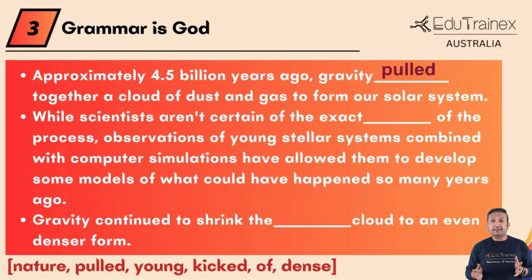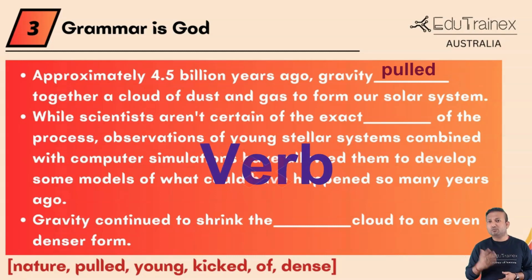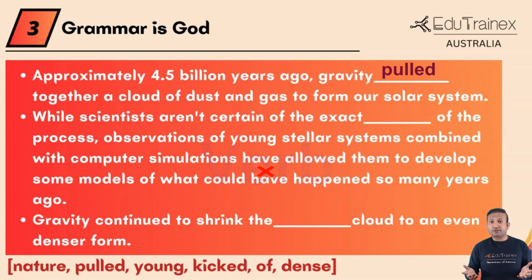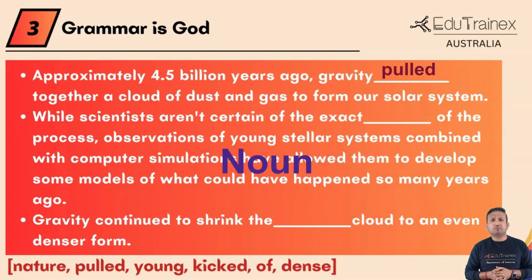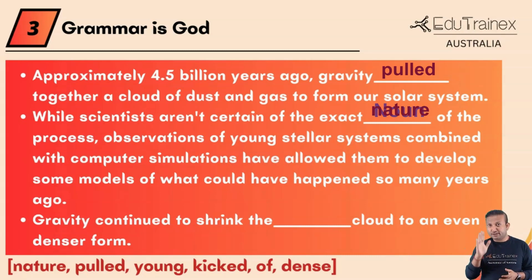The second sentence says, while scientists aren't certain of the exact dash of the process. Let's see which word type can fit here. Verb? No, there is no action here. Adjective? Nah, nothing is describing a noun here. Noun? Yes, that will be it. Because noun is a person, place, or a thing or an idea. In the options, I just see one noun, which is nature. That seems to fit here properly. Exact nature of the process? Yes, that seems to be correct.